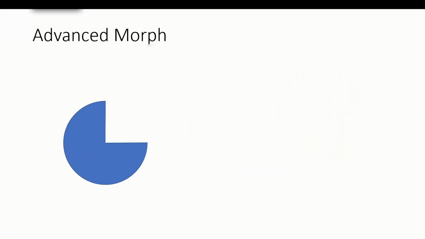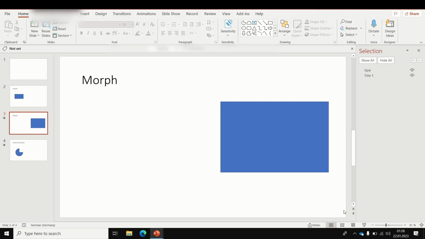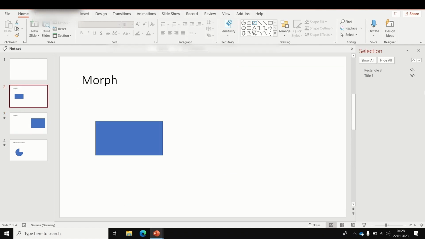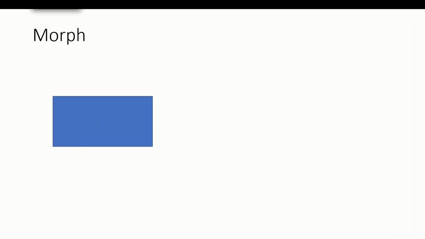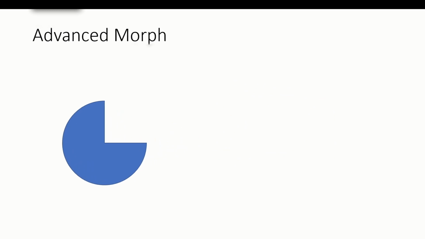Let's go to slideshow mode and see this effect. Here you go, the animation is created now. I am also changing the name of the shape in the first slide, and I'll show what this effect looks like. Amazing, isn't it? This is how one can create an advanced morph.